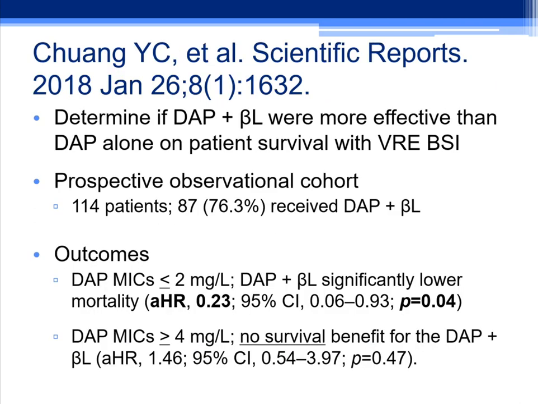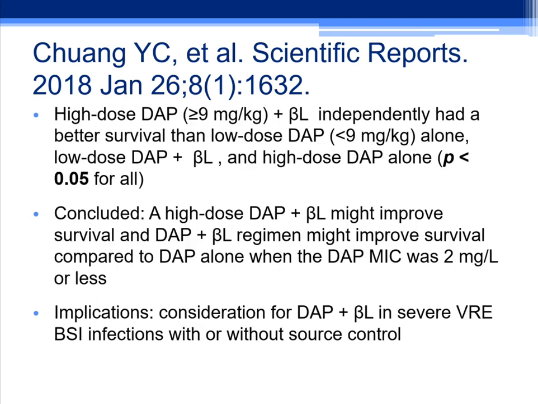So there is some limited clinical data that shows this. It's from Chung and colleagues. They actually have studies about this and with fosfomycin. From an overall standpoint, you can see that with daptomycin MIC less than or equal to 2, dapto plus the beta-lactam had a significantly lower mortality. When daptomycin MICs were greater than or equal to 4, there was no survival benefit. So once you have a daptomycin MIC of 4 or higher, you really should consider just using a different agent and not even trying dual therapy at this point in time.